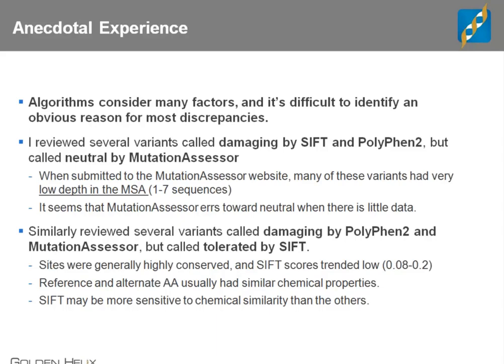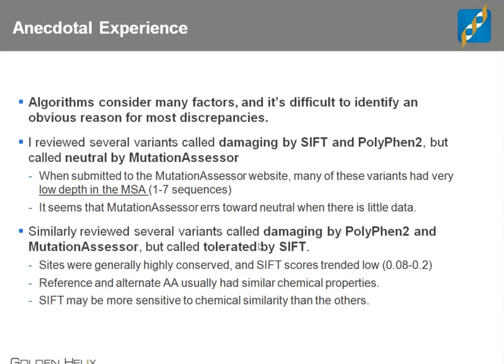I can just say from anecdotal experience, a few things that I have noticed in trying to compare these: the algorithms individually consider a lot of different factors, and if you pick out a variant that's damaging in one and not in the other, it's really hard to identify an obvious reason for the discrepancies. I've seen, by looking at things that are neutral in Mutation Assessor but damaging in SIFT and PolyPhen, quite often the alignment depth in the MSA is really low, and so it's just a lack of available data to use for Mutation Assessor.